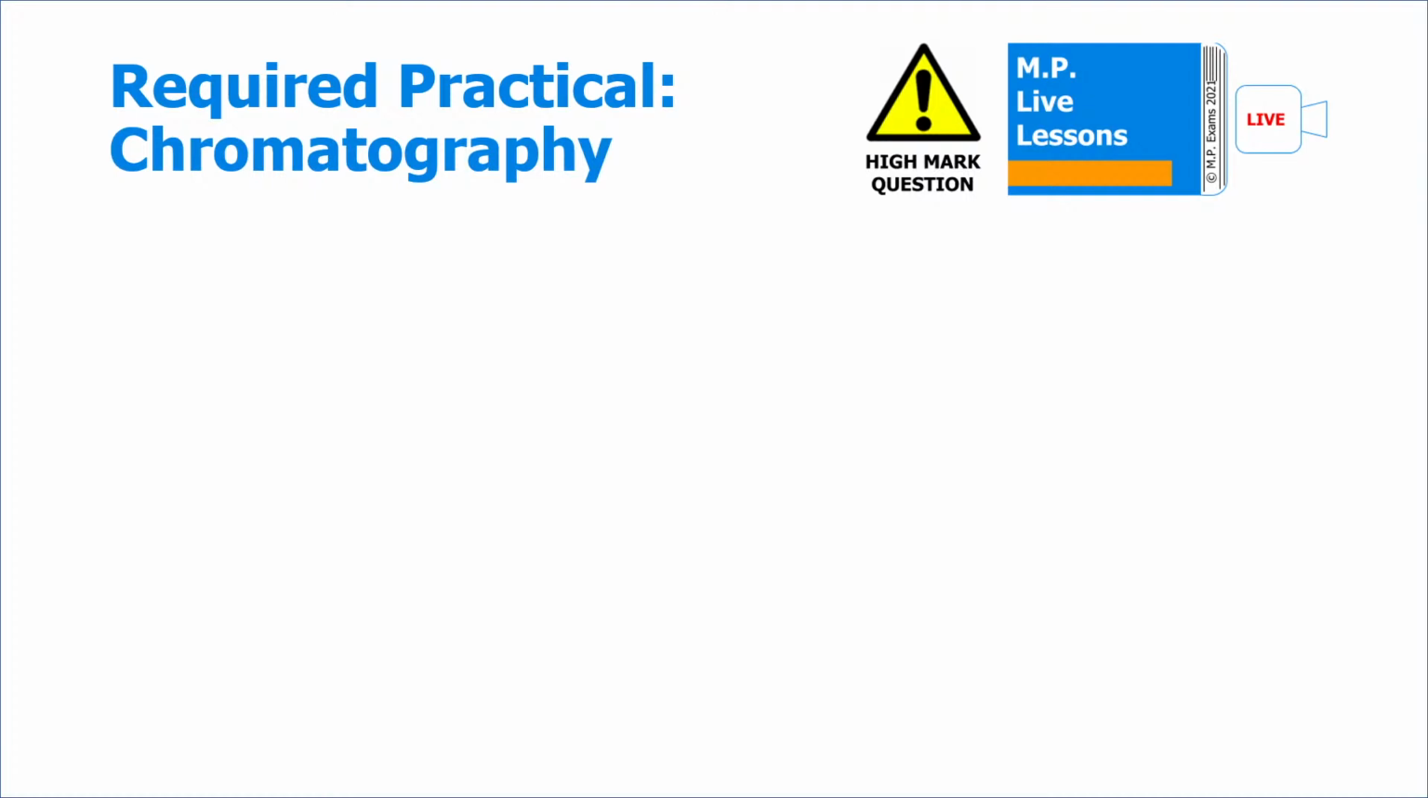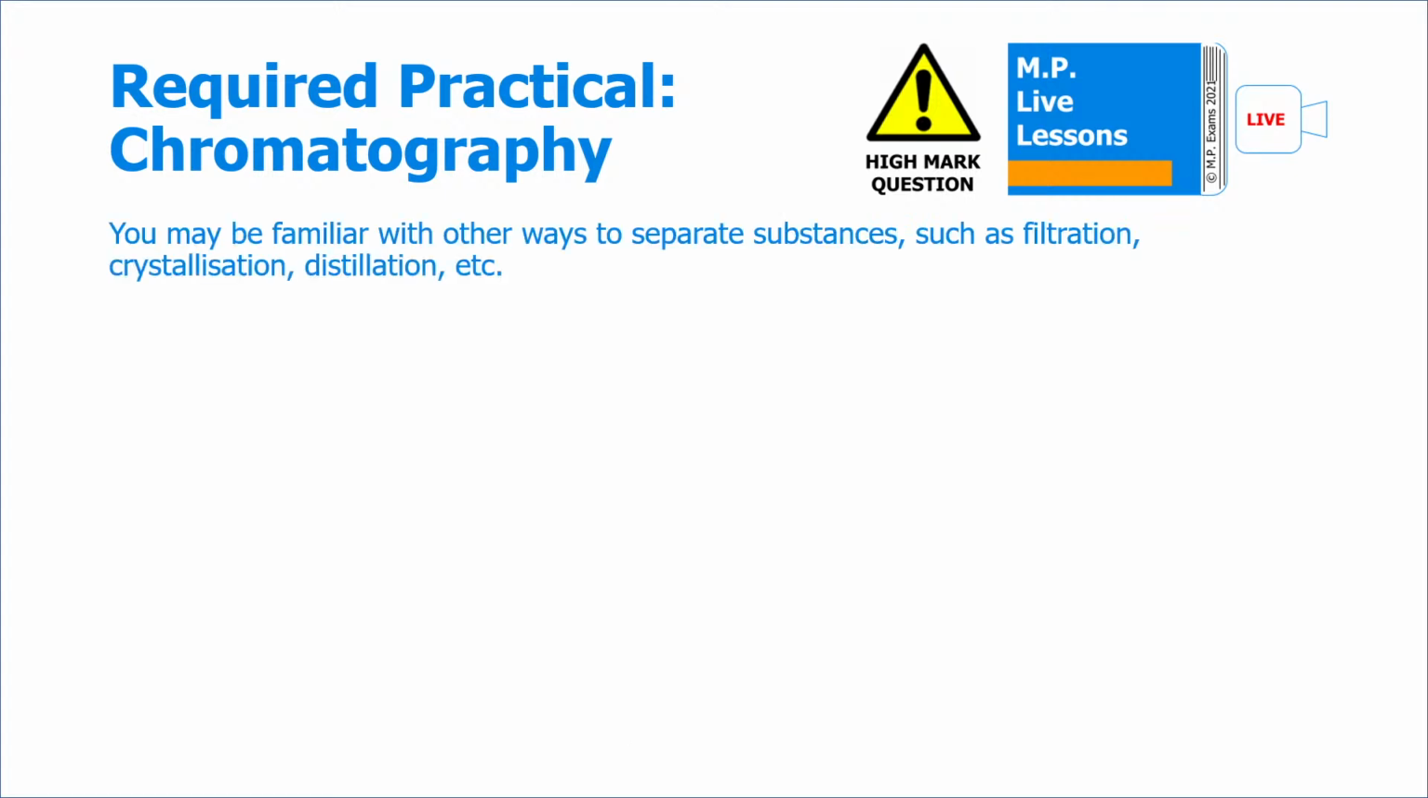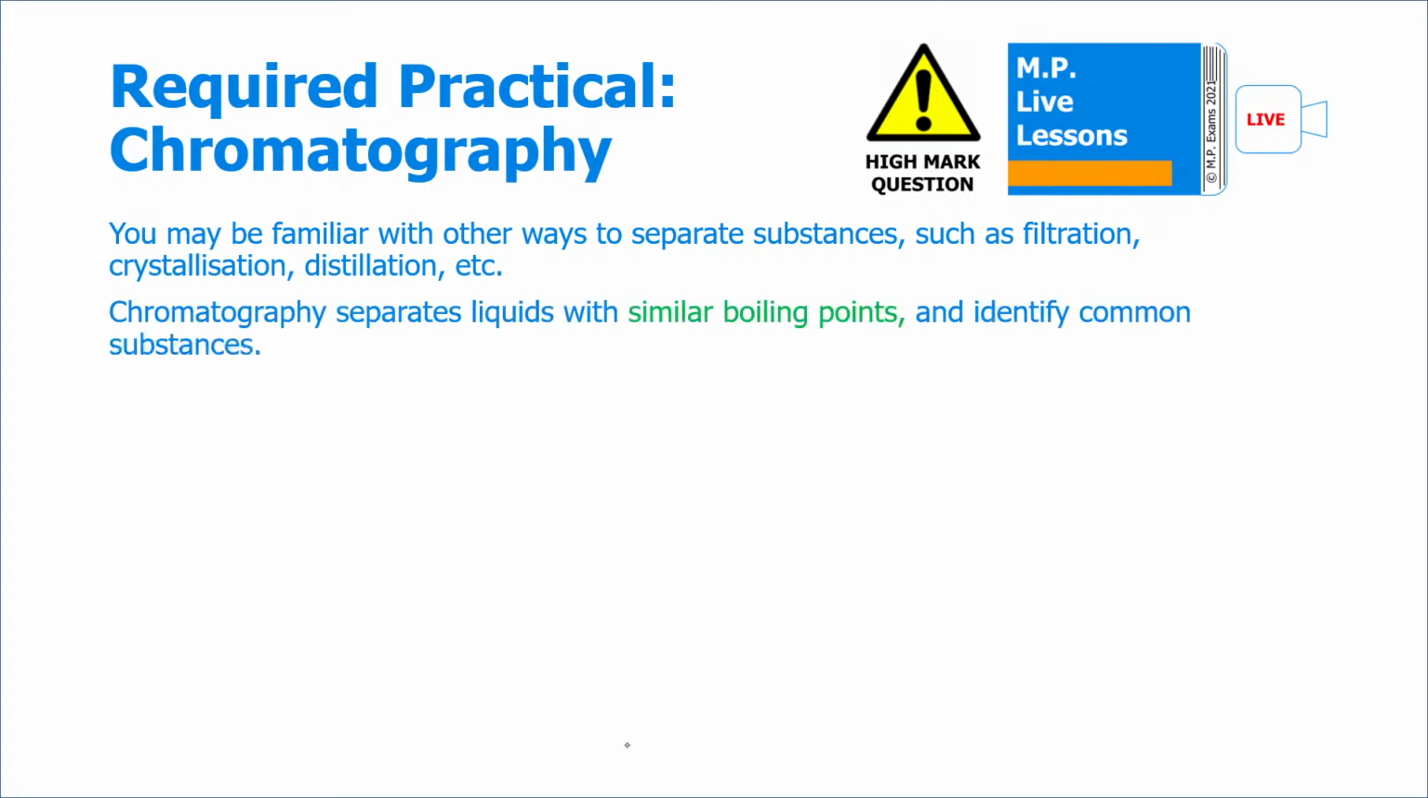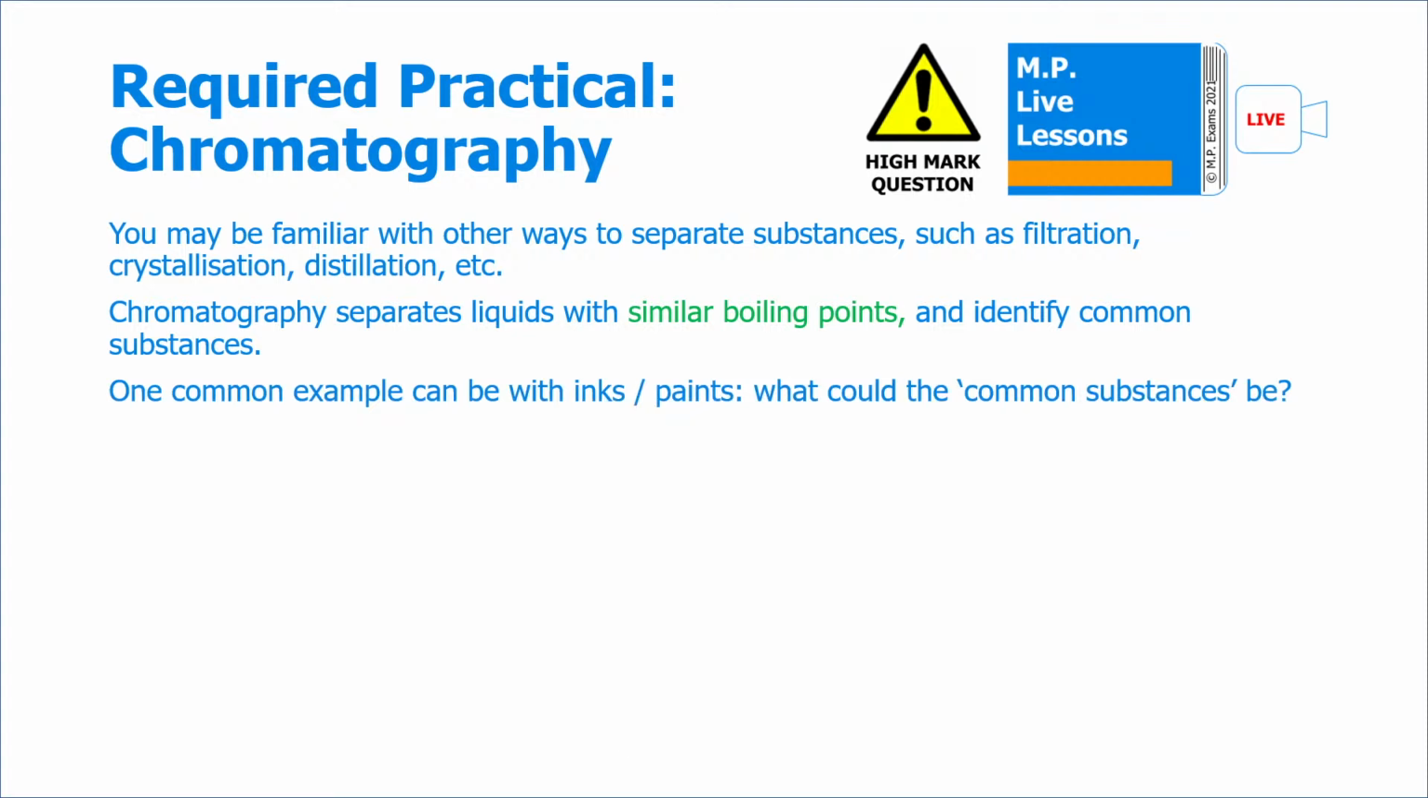Now, for combined science, they have a required practical, which is chromatography. You may be familiar with other ways to separate substances, like from paper one, such as filtration, crystallization, distillation, and so on. Chromatography separates liquids with similar boiling points and identifies common substances in mixtures as well. One common example is with inks or paints. So what could the common substances be? These would often be colored dyes.